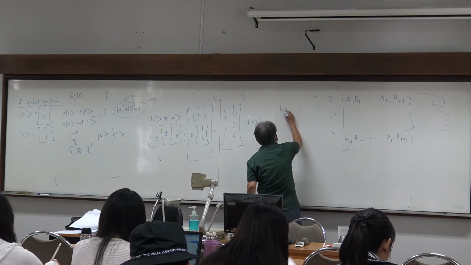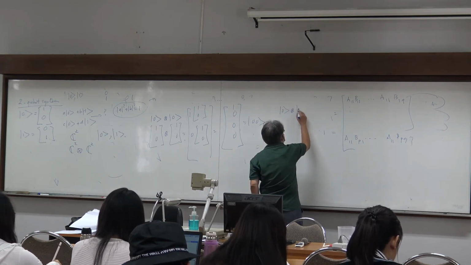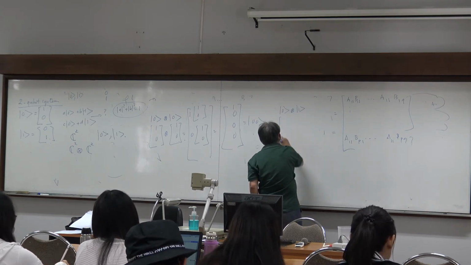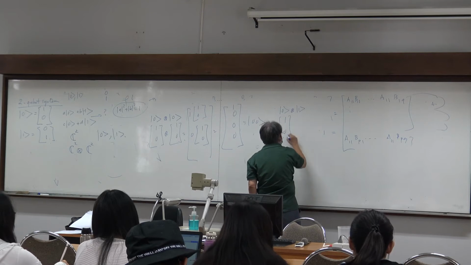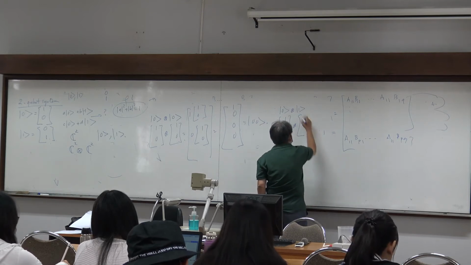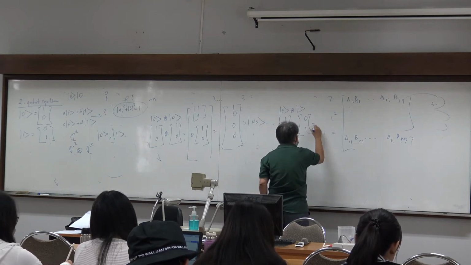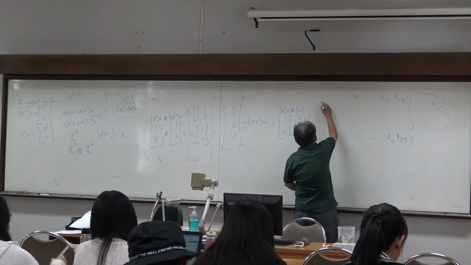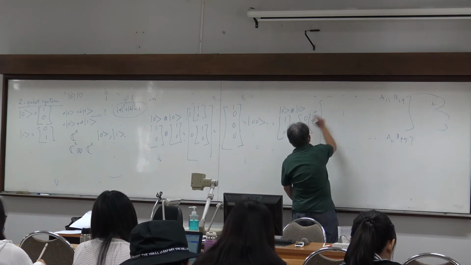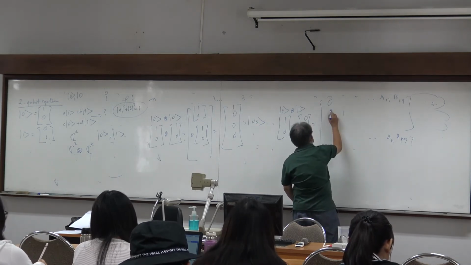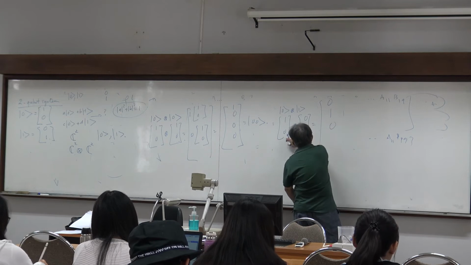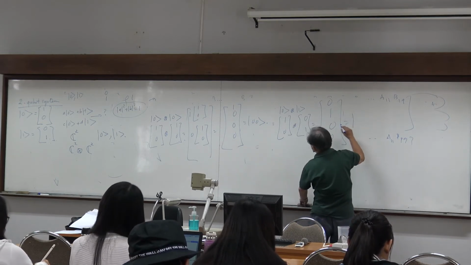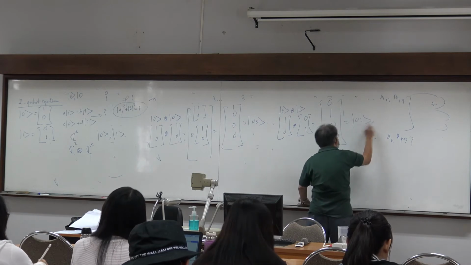How about 0 tensor product with what? 1, 0 tensor product with 0, 1. That is 0, 1, 0, 0, and we call that 0, 1.